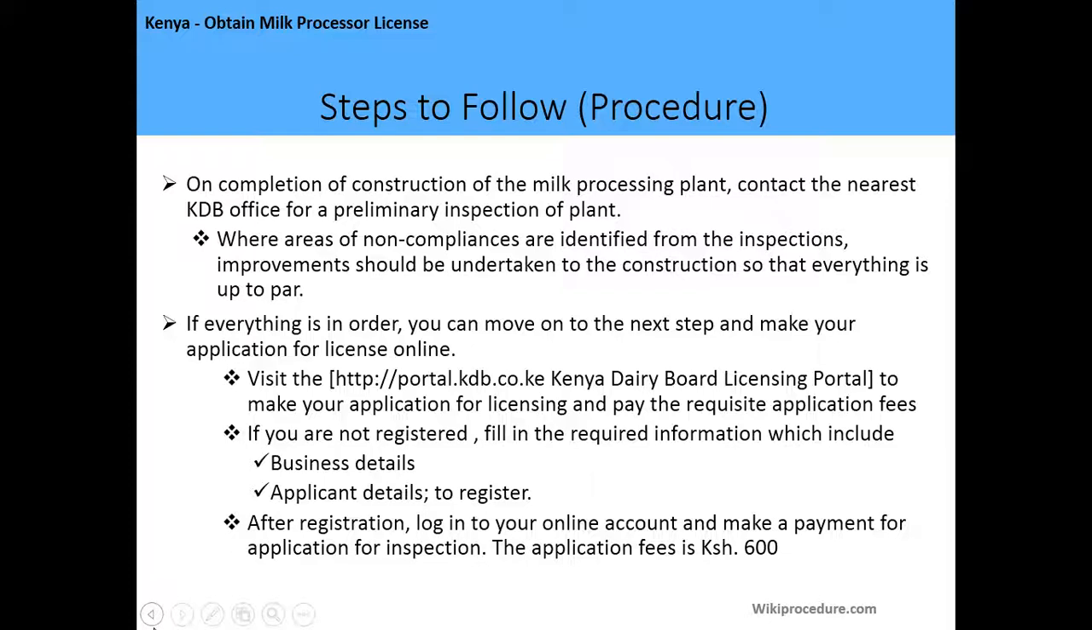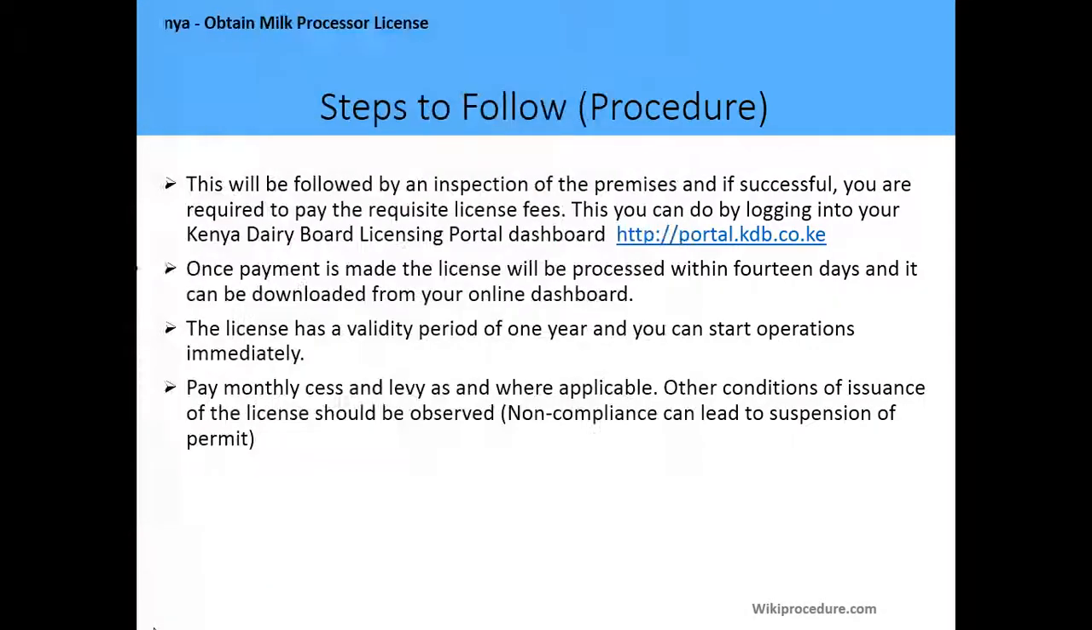license online. So visit the Kenya Dairy Board online portal, which is http://portal.kdb.co.ke to make your application for licensing and pay the requisite application fees. If you're not registered, fill in the required information, which include business details and application details to register. After registration, log into your online account and make the payment for inspection, which is 600 shillings.